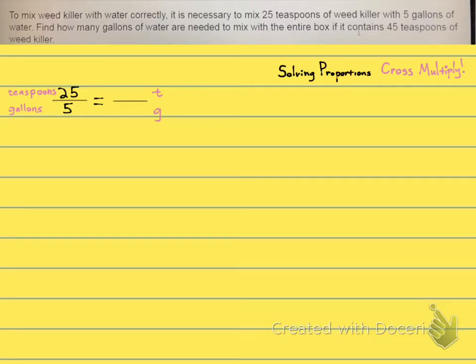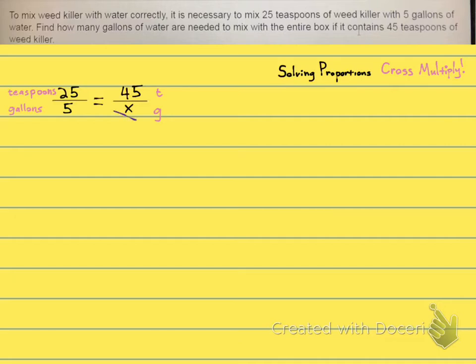So it tells us that the entire box contains 45 teaspoons. And how many gallons of weed killer? Well, that's our unknown. That's what we don't know. That's our x. So we have a proportion here, right? We have a ratio which equals another ratio, and now we can cross multiply. So let's see that done.